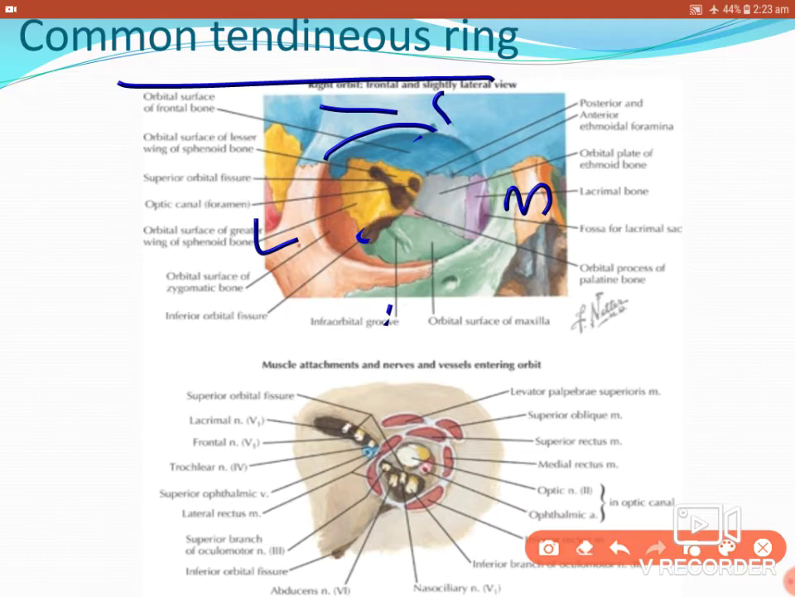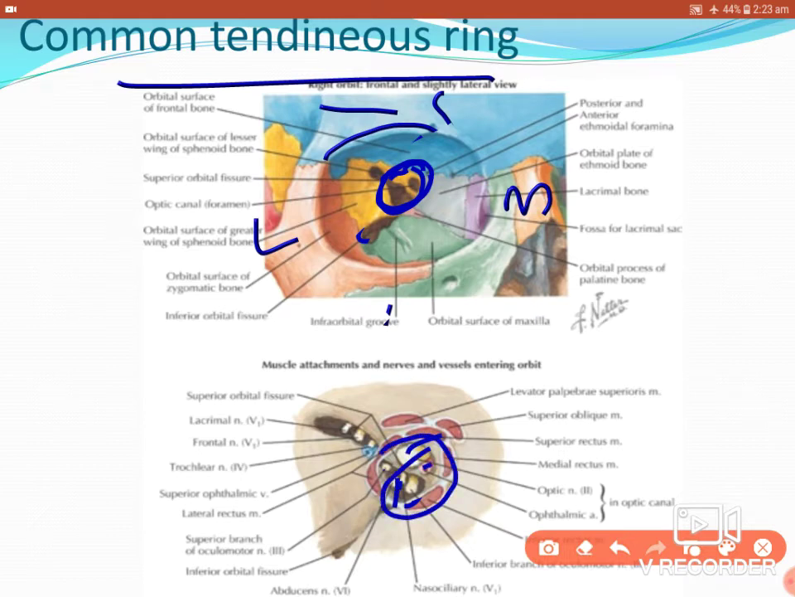So this is the common tendinous ring. It is a fibrous ring attached around the optic canal and the medial end of the superior orbital fissure. Here we get the ring. In relation to that ring, you can see the optic canal and its contents, and the contents at the medial end of the superior orbital fissure. The optic nerve and ophthalmic artery are there.